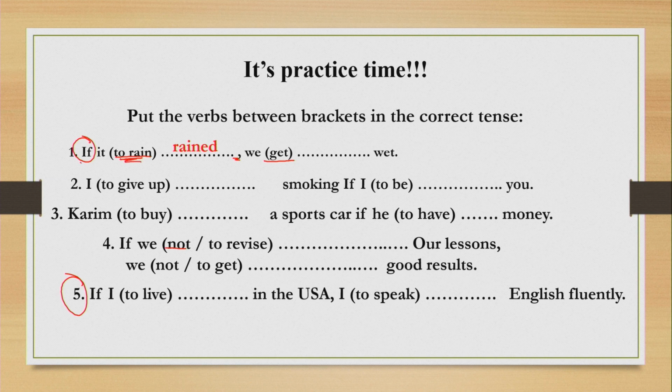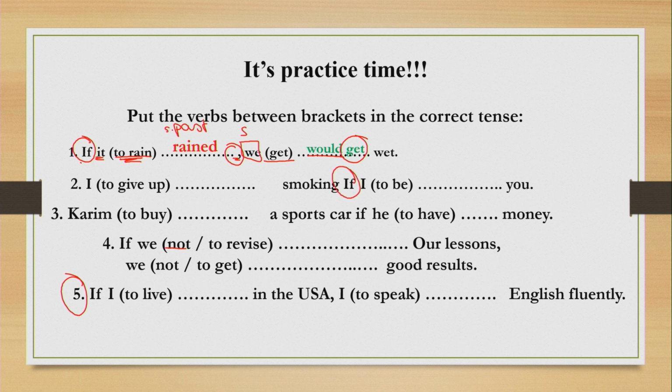So as you can see, we have if plus subject plus the simple past. Now we are applying the rule here. We have the comma, we have subject plus would and the verb in the infinitive form. What about number 2? You have to bear in mind the position of if here.